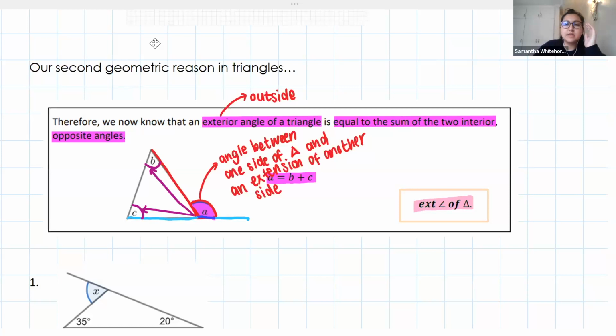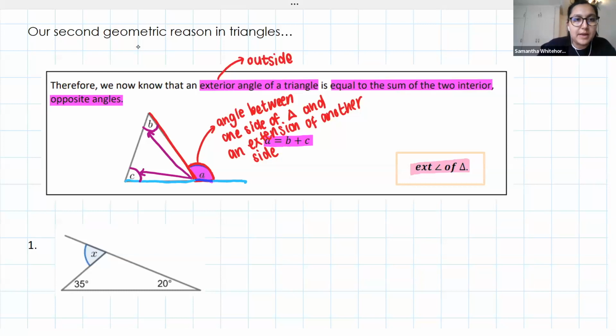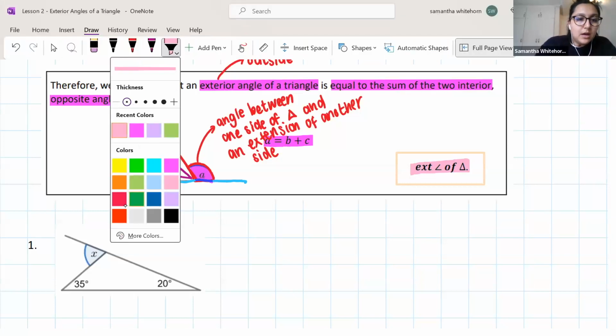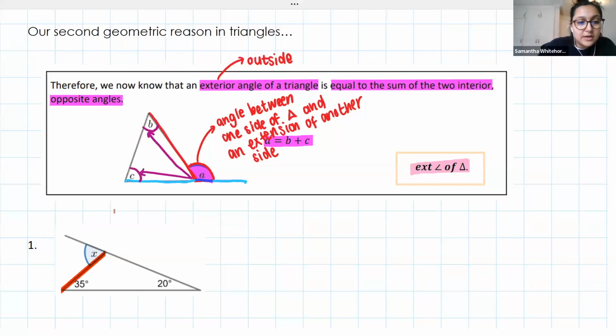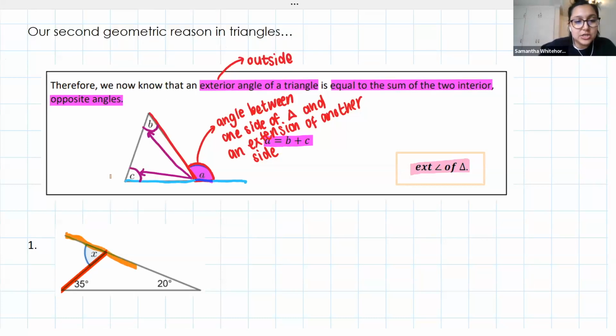So I'm going to leave our reason up and we're going to have a look at an example to put this into practice. We're just going to have a look at this first example down at the bottom here. So we've been given a triangle and we're looking for angle X. Now let's just double check what we have going on here. I can see that angle X is created between a side of my triangle that I've got there in red, as well as an extension of one of the other sides of my triangle.